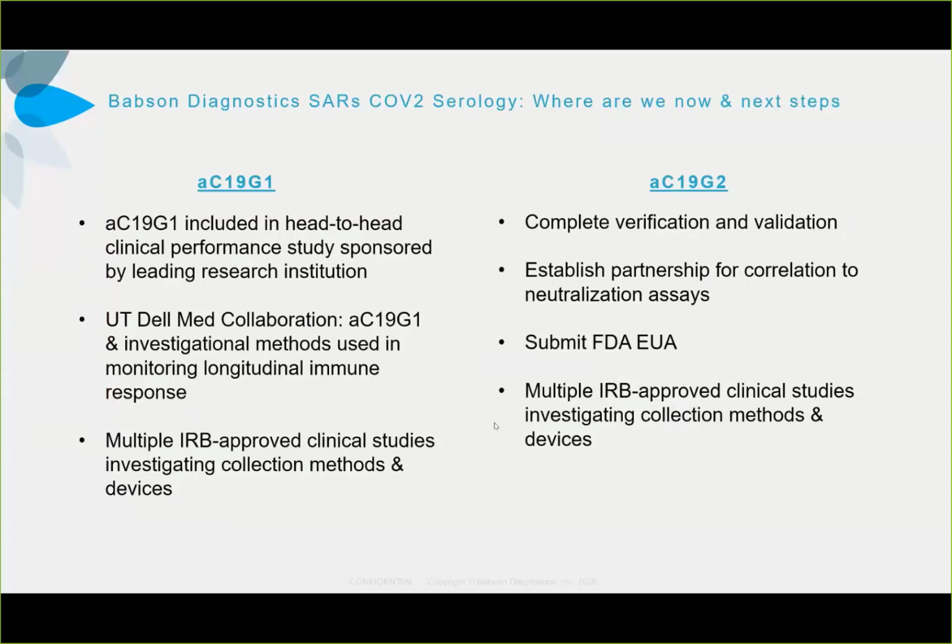So where are we now with AC19G1? AC19G1 is included in a head-to-head study for clinical performance sponsored by a leading research institution on the East Coast. Those results should be published soon. Unfortunately, we do not have the rights to present a lot of that data to you right now.